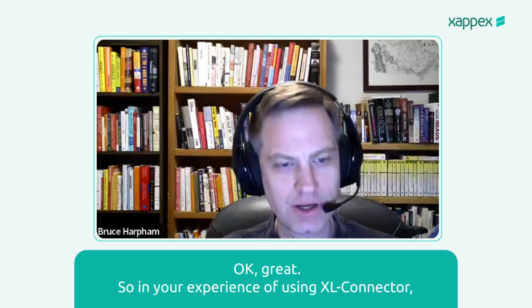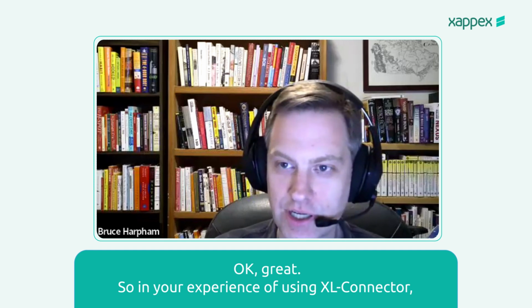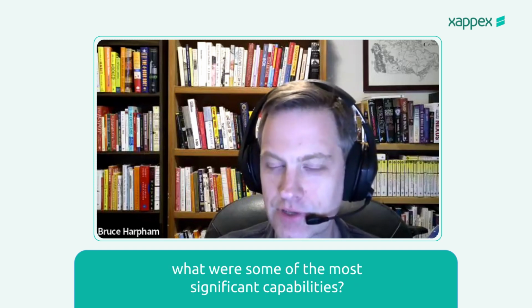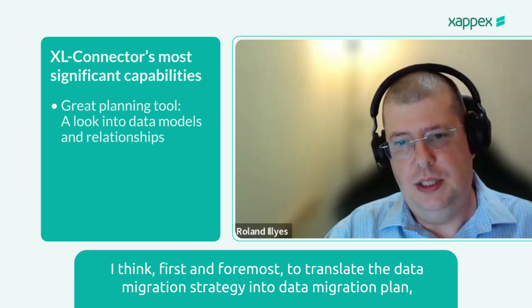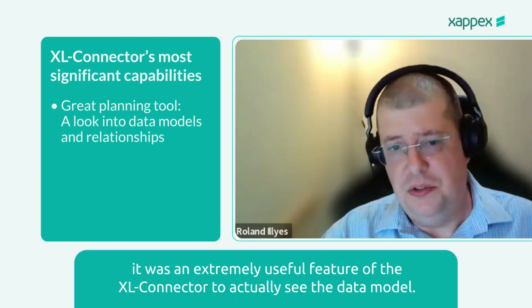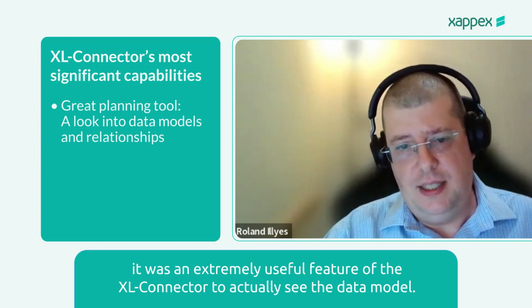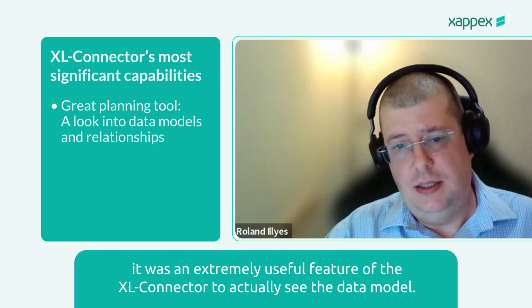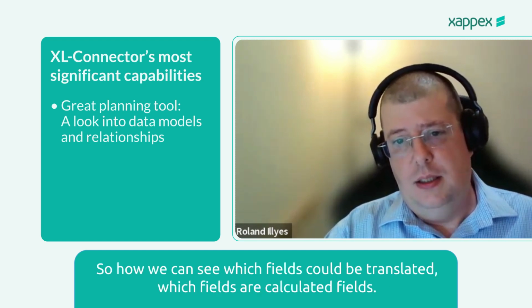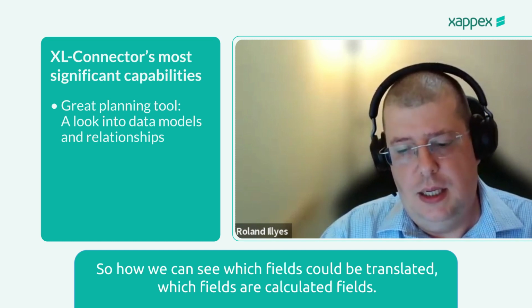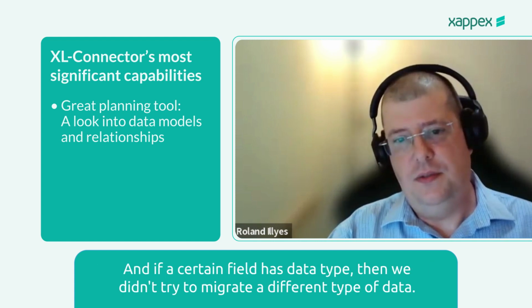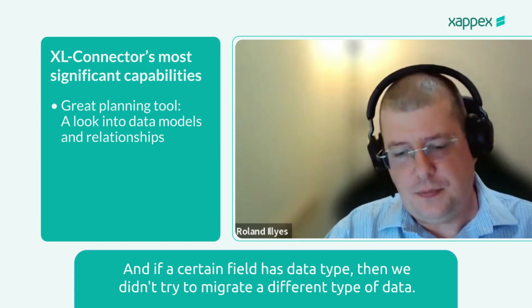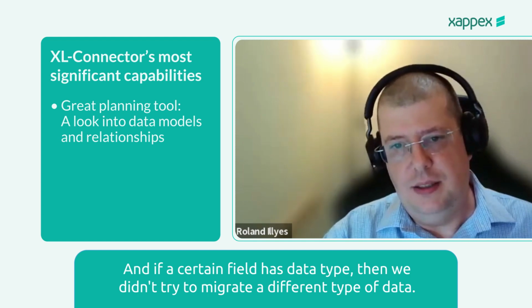Okay, great. So in your experience of using Excel Connector, what were some of the most significant capabilities? I think first and foremost, to translate the data migration strategy into a data migration plan, it was an extremely useful feature of the Excel Connector to actually see the data model. So which fields could be translated, which fields are calculated fields, and if a certain field has a data type, then we didn't try to migrate a different type of data.